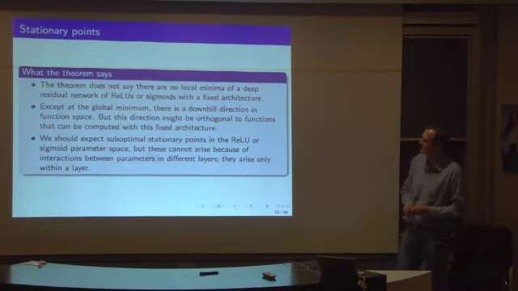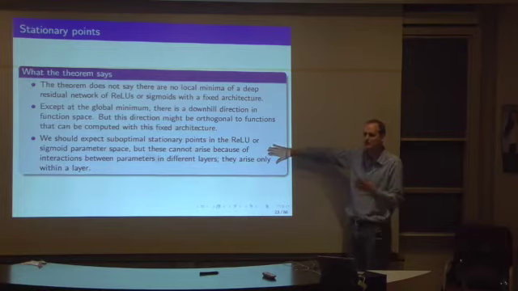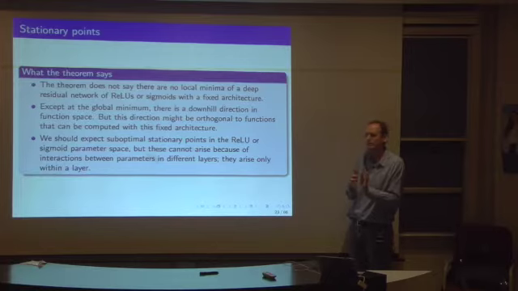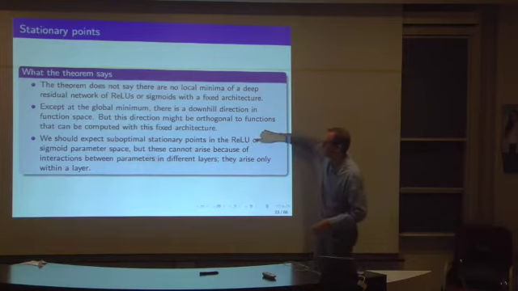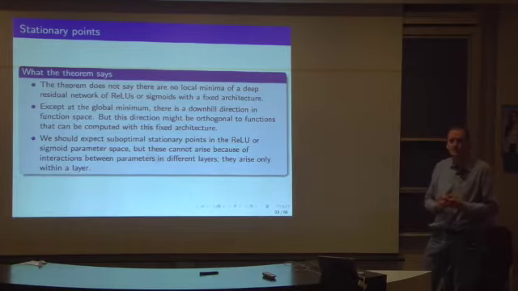There are explicit results of this form. I guess the message of the theorem is that this sort of local suboptimal stationary point can't arise because of interactions between parameters in different layers. It's happening just within a layer because you're restricting the class of functions that you're using. Just to say a little bit about this point, you can see that there have to be suboptimal stationary points for these sorts of parameterizations.